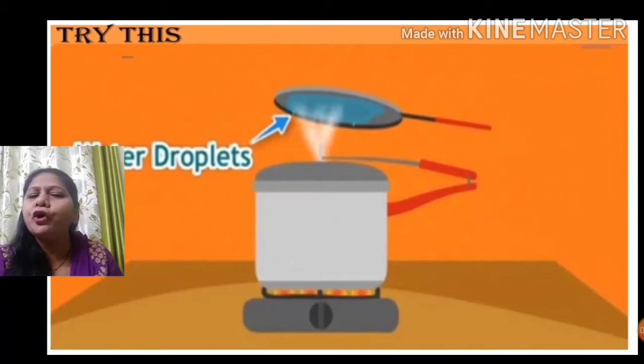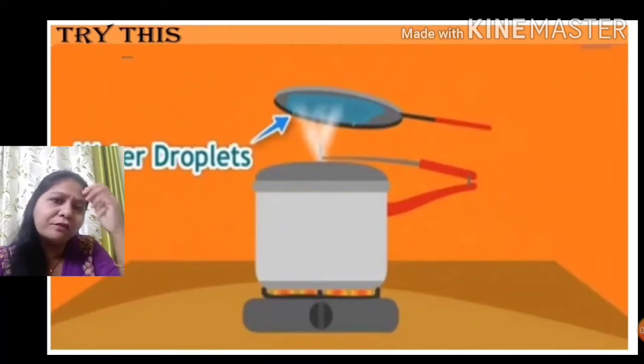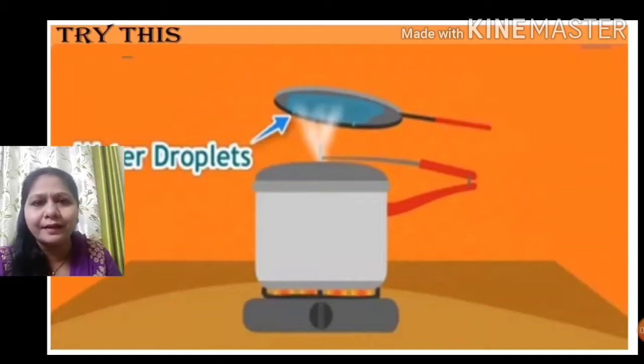Now before we start with this lesson, let us try one activity. Now what is this activity? You are going to take a pressure cooker. Now in that pressure cooker, you are going to pour water. You are going to pour water in it. Then you are going to close that pressure cooker, remove the whistle of the pressure cooker, and turn on the gas.